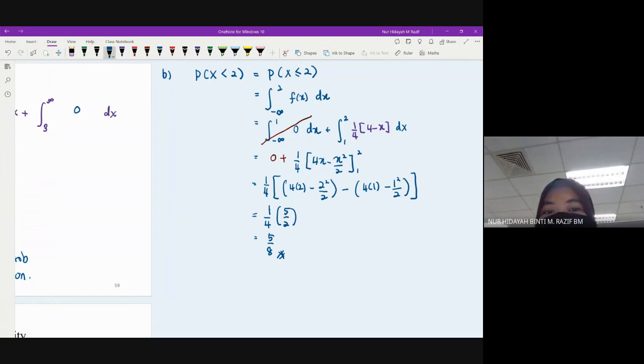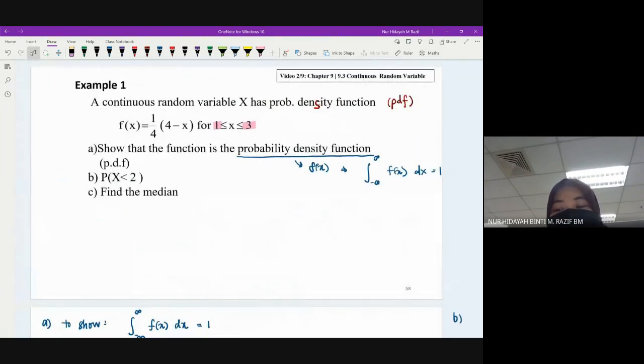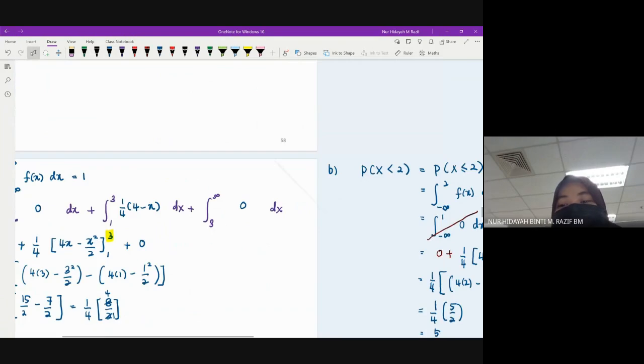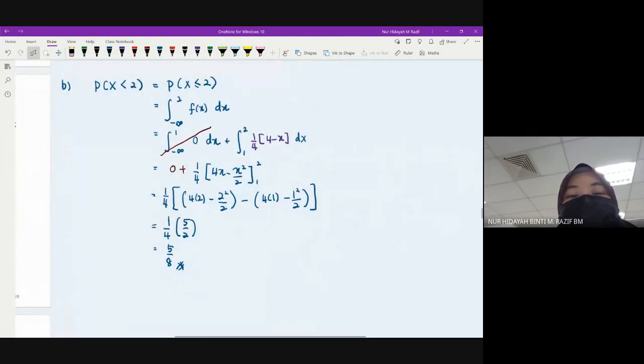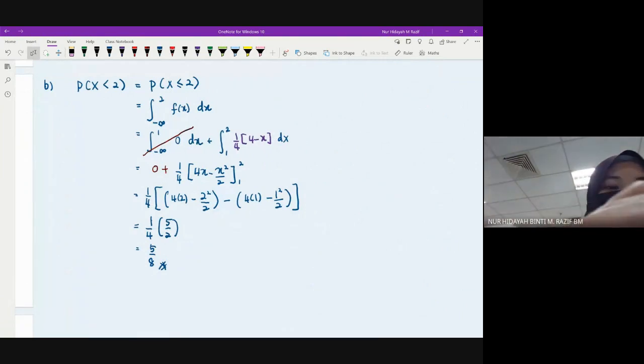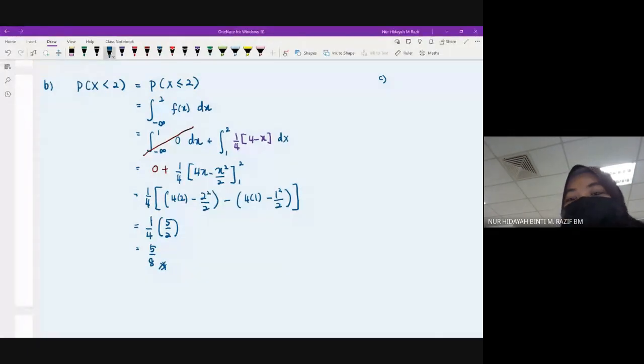That is the probability of x is less than nilai 2. Okay, so let's move on to question C. Yang mana untuk soalan C, dia kata cari nilai median. So to find the median, apa yang kita kena buat? Ingat, kita akan integrate daripada negative infinity sehingga nilai M. Okay, so untuk soalan C. Because we know that our median is M.